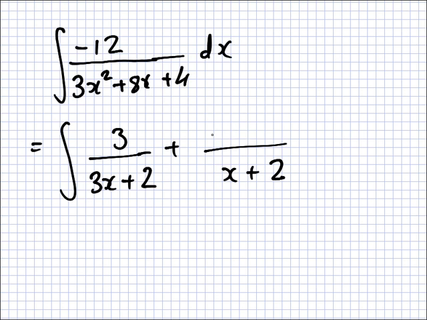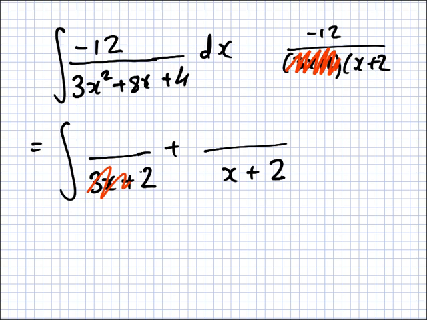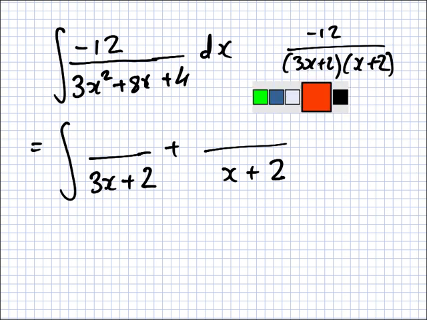So what you do, you write down minus 12, 3x plus 2, x plus 2. Okay? And you want this number here. So you cover this up because it goes with this, and you use minus 2. No, you don't use minus 2, you use minus 2 over 3. So minus 2 over 3 plus 2 is 4 over 3.